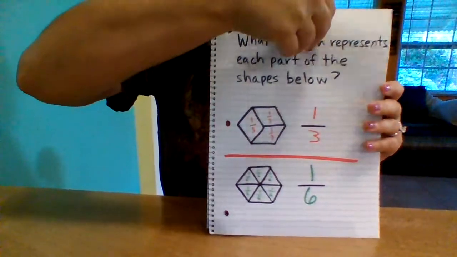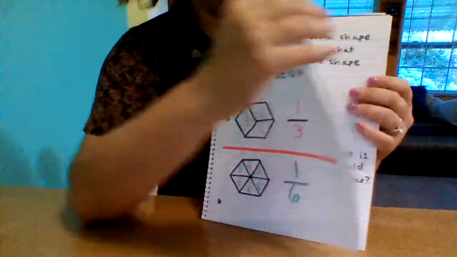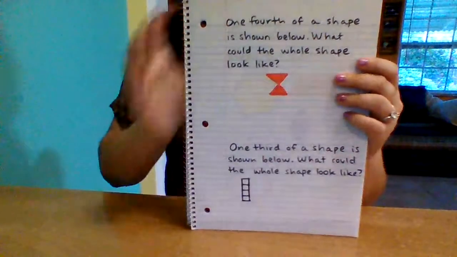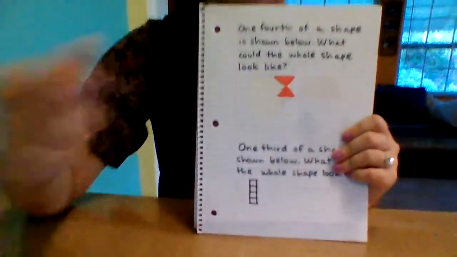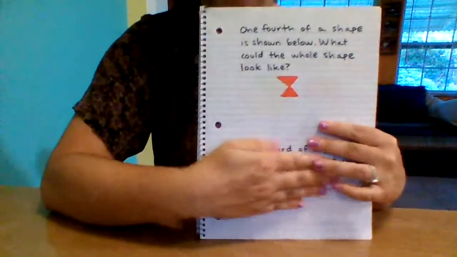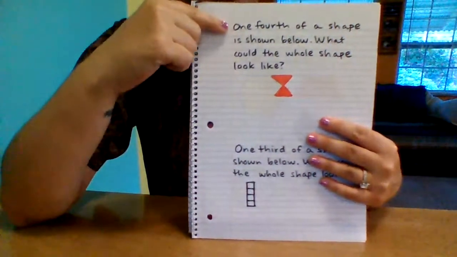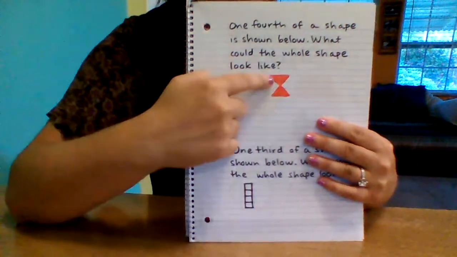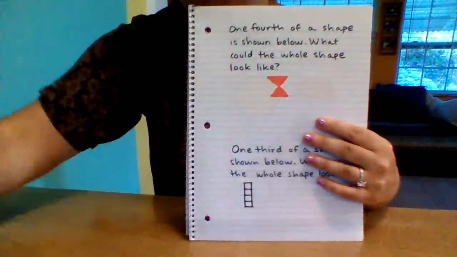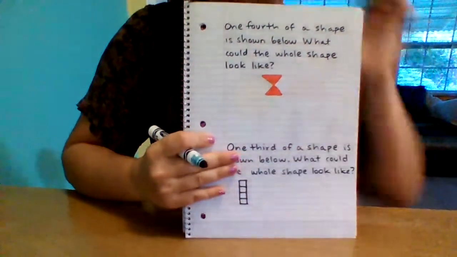All right, let's take a look at the next type of question. This one is a little trickier for people to wrap their minds around. There are 2 questions on the page, so let's just look up here first. 1/4 of a shape is shown below. What could the whole shape look like? So this, okay, is 1/4 of a shape, right?